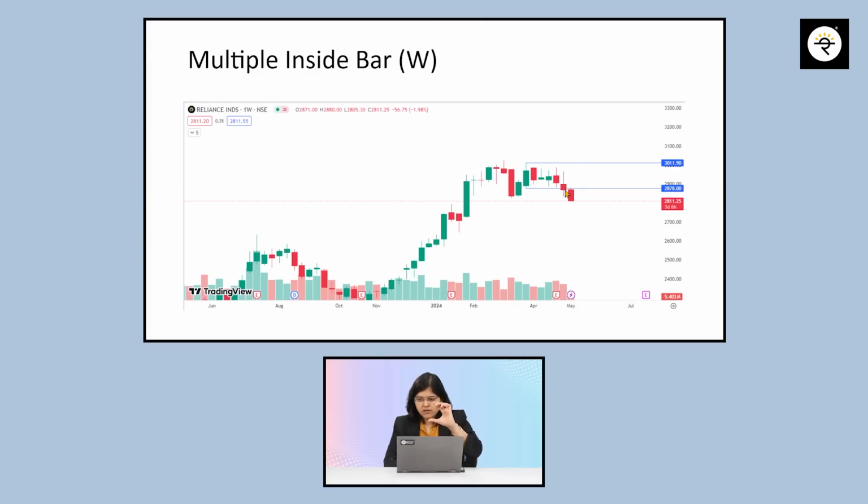Okay, and how much is the height? This is almost 130 points, right? And this immediate next candle has already given a breakdown of almost 100 plus points. So this shows how the inside bar candle, the pattern that we studied right now, had a breakdown and immediate follow through.